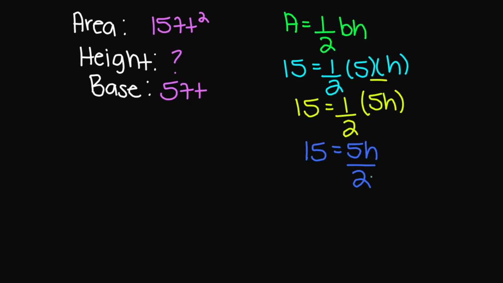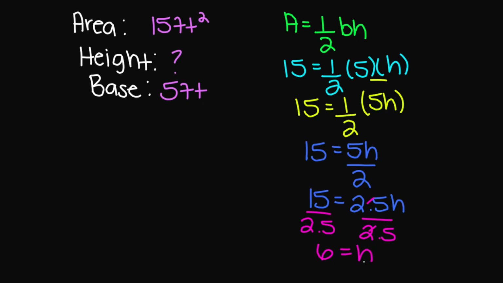Remember, you can go 2 different ways when you come to this part here. So you can just go ahead and divide 5 by 2. So if I do 5 divided by 2, this is going to equal 2.5 times h. And then I'm going to divide both sides by 2.5, so I can solve for h. And you have 15 divided by 2.5. This is going to equal 6. So your height here is going to be 6.